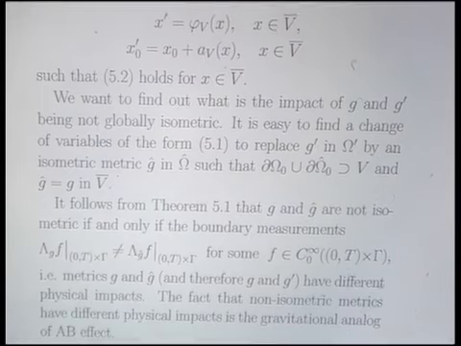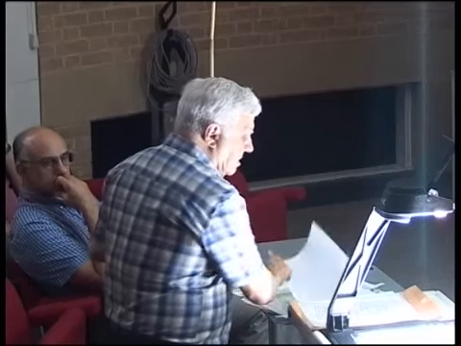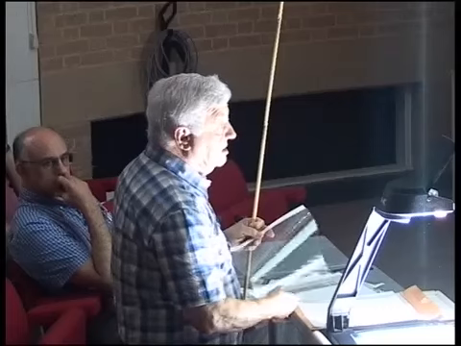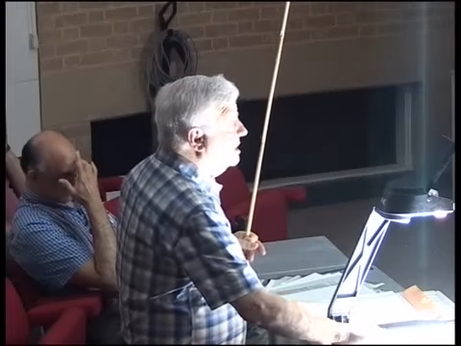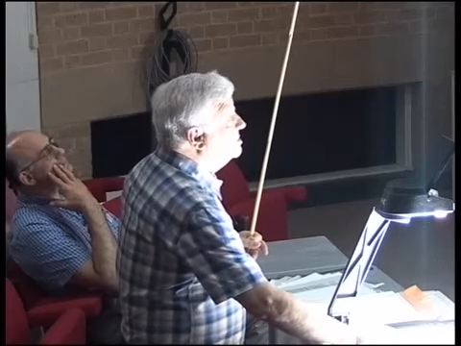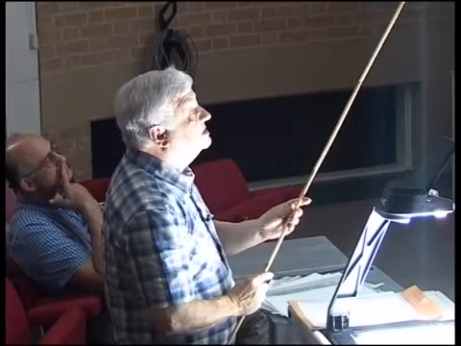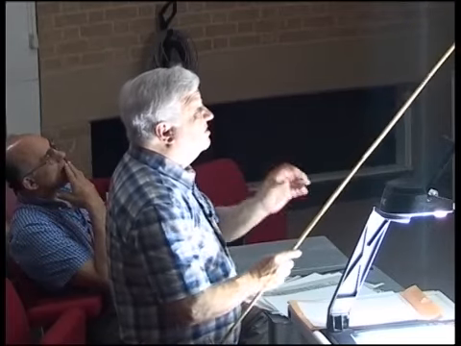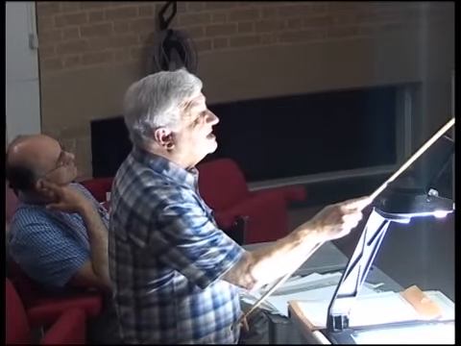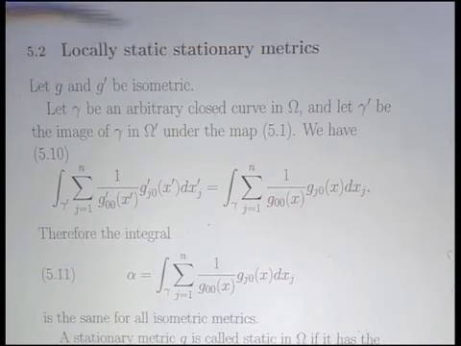I make it very short. Maybe it is better to start with a concrete example. Suppose you have two metrics. First of all, one can show that such an expression is the same for all isometries. If G prime is isometric, gamma prime is the image of gamma, so such an integral doesn't depend on the isometry.